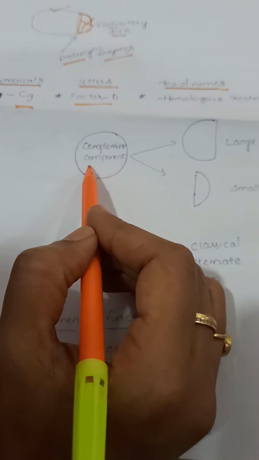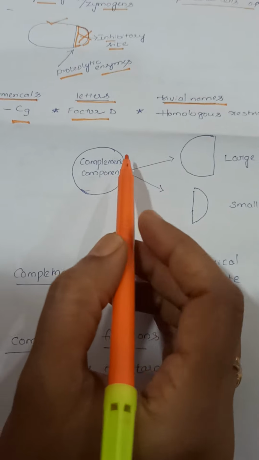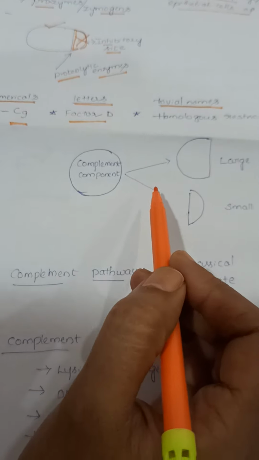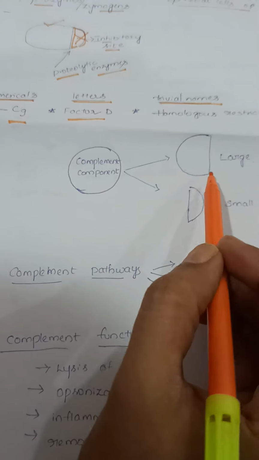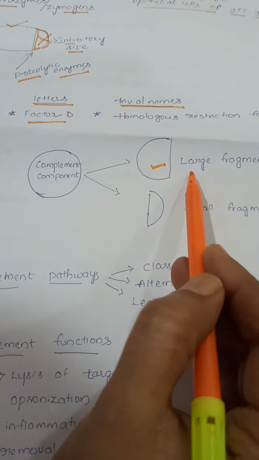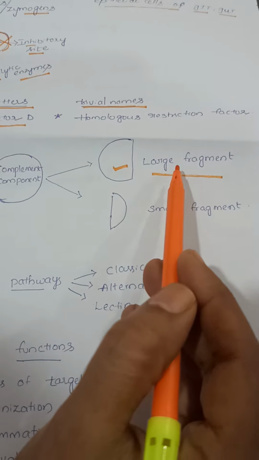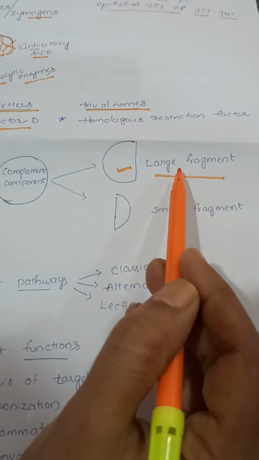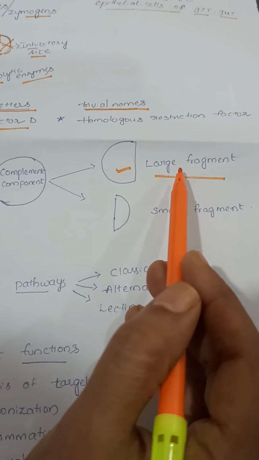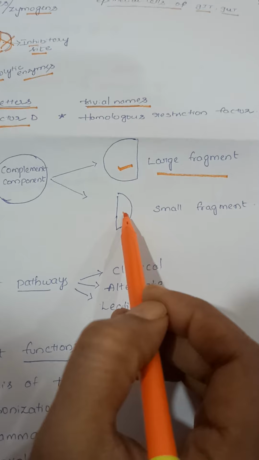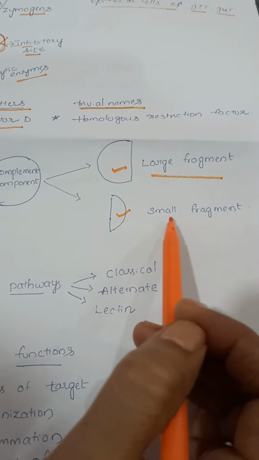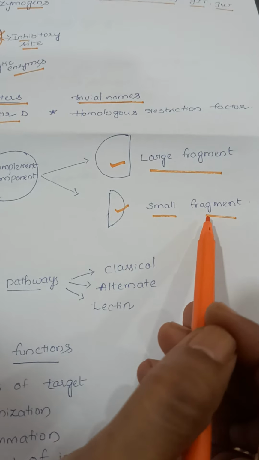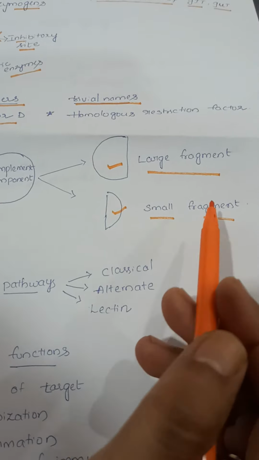Coming to these complement components, they usually undergo cleavage. When they undergo cleavage, they are cleaved into one large segment, and usually this large segment is the one which goes and binds to the target that has activated this complement. The other component, the smaller fragment, will diffuse away, and it is responsible for localized inflammation.